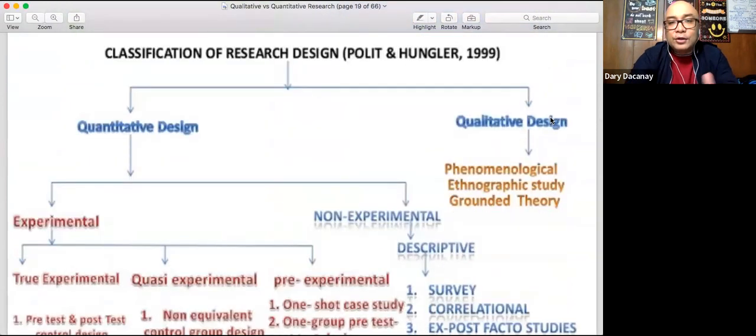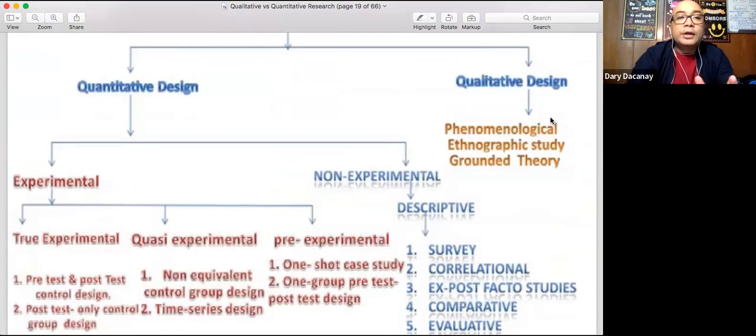So in the classification of research design and process, you have two: the quantitative design and the qualitative design. In a quantitative design, you can do either experimental or non-experimental. Later on in your practical research, you will appreciate this one. But as of now, you may have a big question mark on top of your head, saying, what is this professor telling us? So again, quantitative design: experimental and non-experimental.